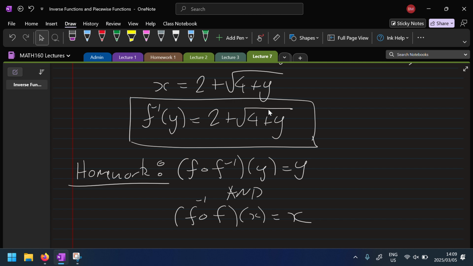Any questions on the homework? Okay, so everyone knows what to do for that. We've got the two functions. You take the composition one way, and then you take the composition the other way. It's exactly what you've done in the tutorial on the composition with f and g. Any questions on what we've done so far?